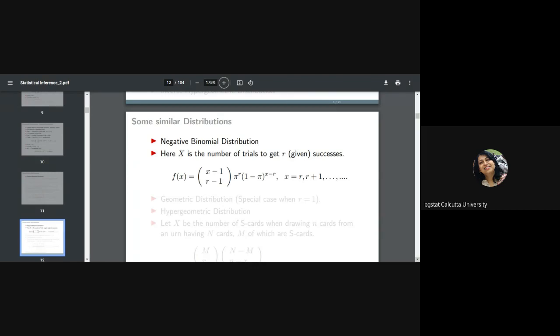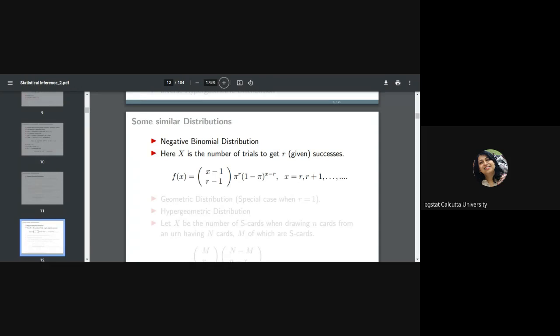So I get r minus 1 successes in the first x minus 1 trials, and then the xth trial must result in success. So the probability of that is pi. If I multiply out the two expressions, which I can do because the trials are independent, I get the PMF, which you observe here.